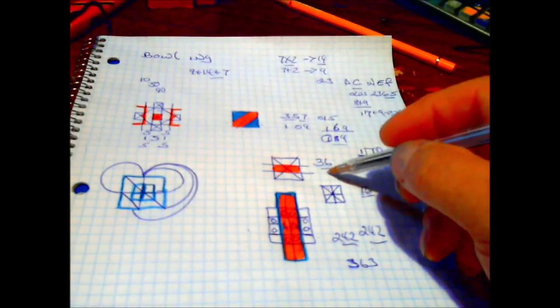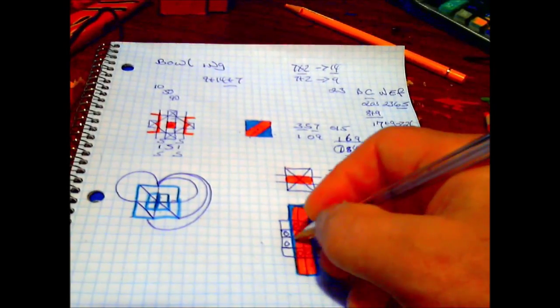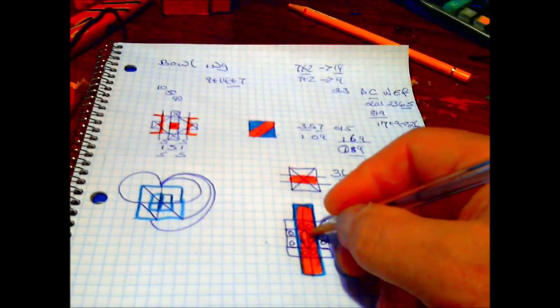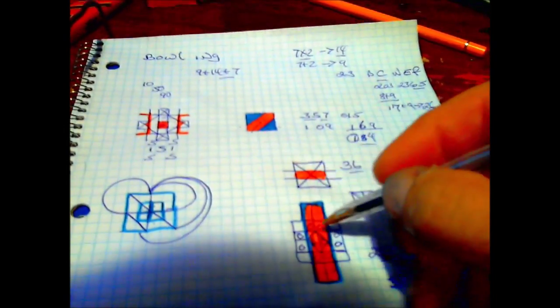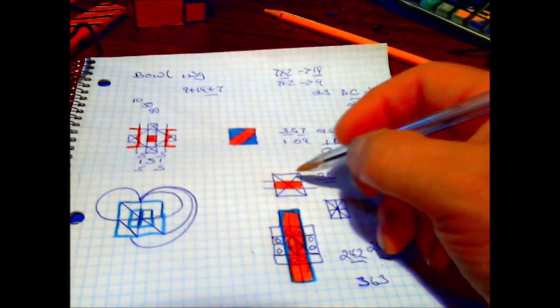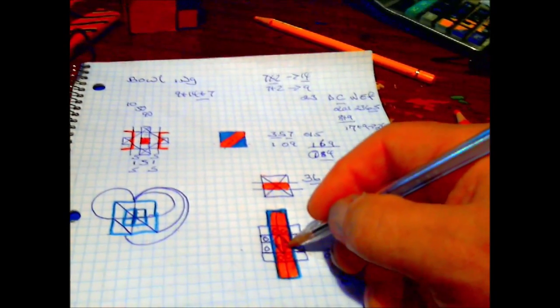Here's the 360 degrees. See the circle, 360 degrees? And within it, here is the X. This is a 4 square. This is a 6 square. This is a 6 square. This is a 4 square. It does not come out the same.